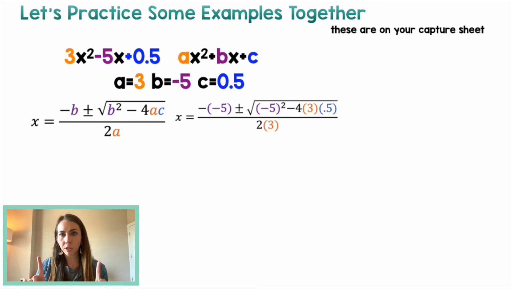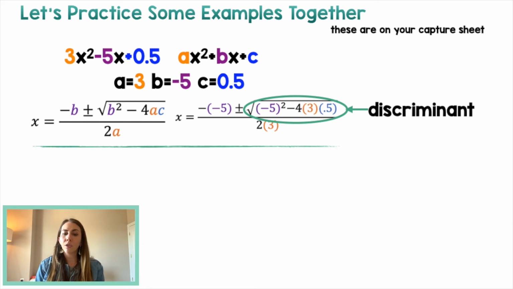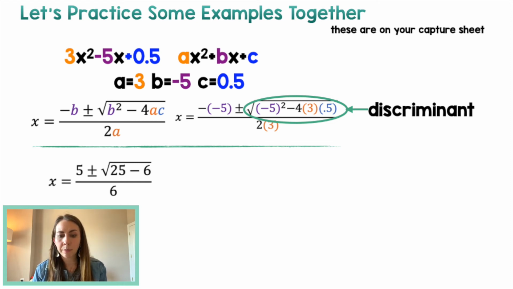And just like last time, now that we have this all plugged in, we're going to begin with the discriminant. This is just a reminder, you can always pause this video at any point if you need a little more time to write. So here's our discriminant, and we're going to begin by simplifying in here. So moving down, the first thing we're going to do is our -5 squared, which is +25, and then 4 times 3 times 1/2 is 6. Also 2 times 3 in the denominator becomes 6.